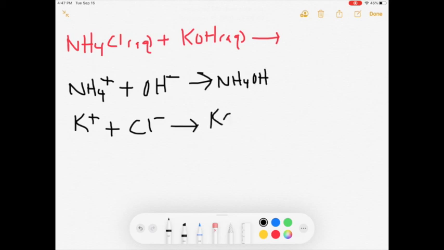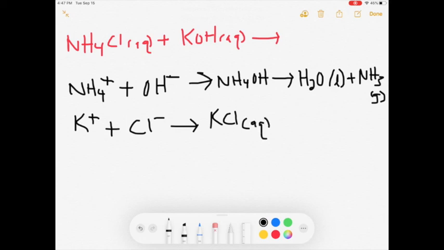And then KCl. Okay, so we need to subtract out the water. So we're going to get water and a gas, so H2O, and then what's left is NH3. That's our gas. KCl, if you look on your solubility table, is soluble, so we're going to put AQ, and then we can put everything up here. So we have water plus our gas.